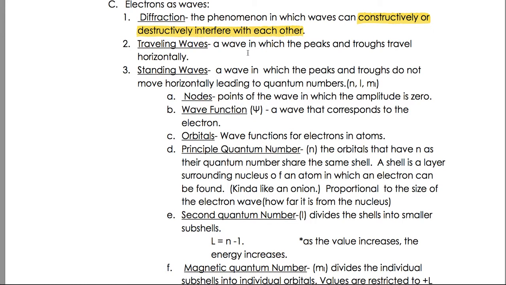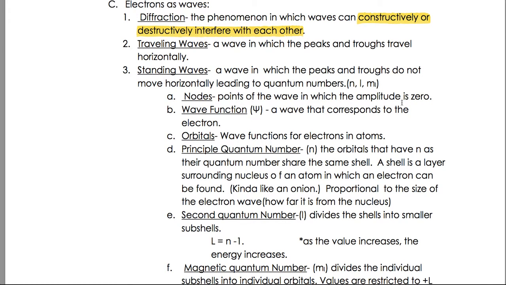There are two types of waves. There are traveling waves, in which the peaks and the troughs travel horizontally, or there are standing waves, in which the peaks and troughs don't move horizontally at all. That's kind of like a guitar string being plucked, which would be a standing wave. Nodes are points at which the amplitude is zero.